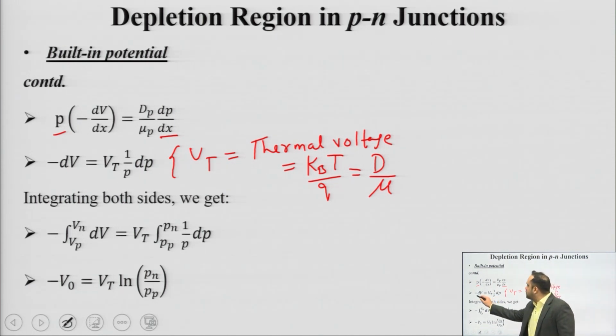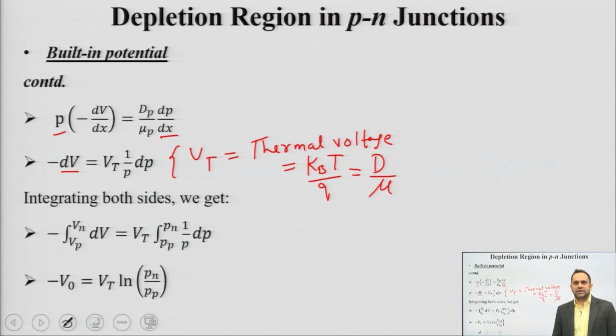Now, to get the expression for voltage, because this is dV differential, I need to integrate. So, I integrate both sides and just see what limits I am setting. When I am moving from the P side of the depletion region to the N side, on the P side say the potential is Vp, so I name the potential Vp. On the N side, by the time I have traversed the whole depletion region, potential approaches Vn, okay.